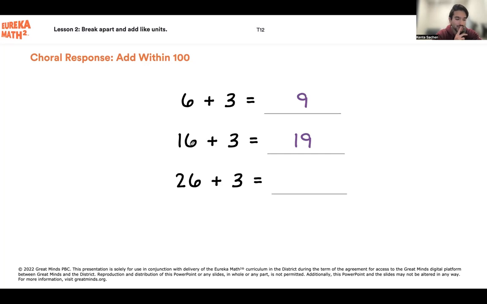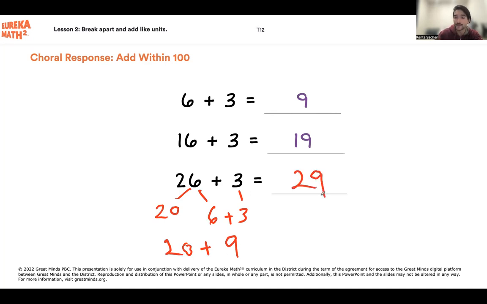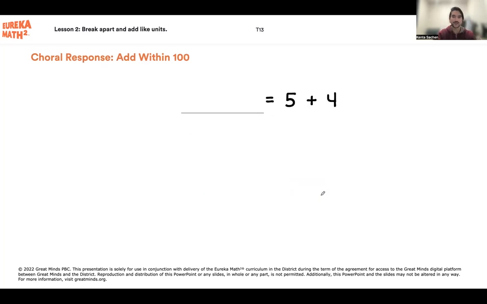And 26 plus 3. Oliver? Right, so we're going to do 6 plus 3 first, 9, plus 20 is equal to 29. Just like that. Awesome. Let's keep going. 5 plus 4 now. What is 5 plus 4, Liam? Great work. It's 9. How about 15 plus 4?